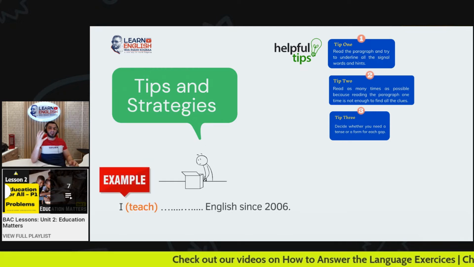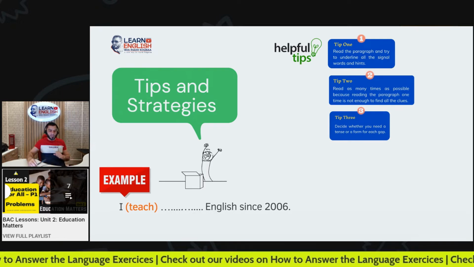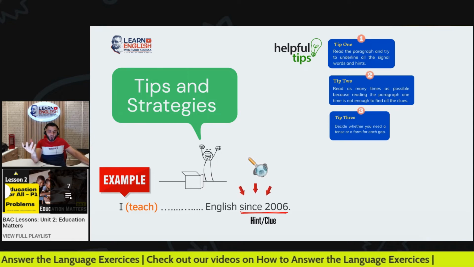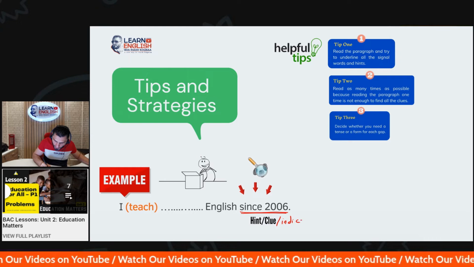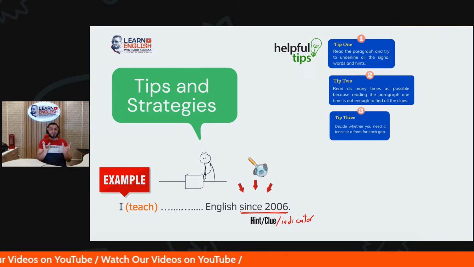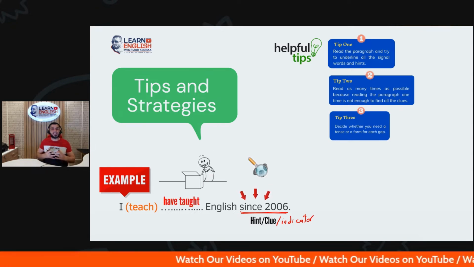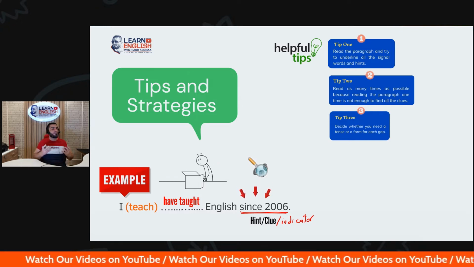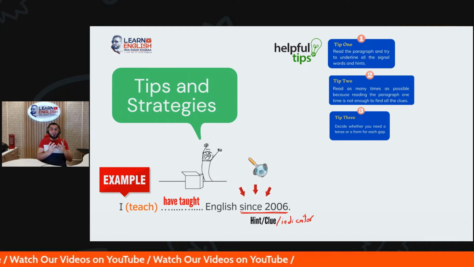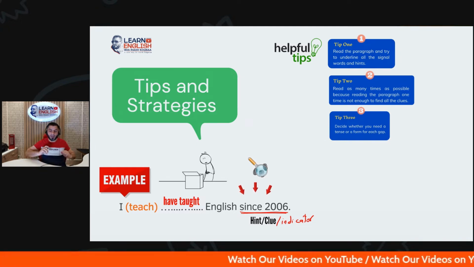What do I mean by hints or clues? Suppose we have this sentence here: "I teach English since 2006." So "since 2006" here is my indicator. It's my clue. Okay? So it means that I have to use the present perfect. So I have to find some clues or all the clues that can help me find the correct answer. The correct answer for this one is "I have taught English since 2006," or "I've been teaching English for about or since 2006." So you have to keep in mind that in almost every sentence you have a clue or a hint that can help you find the correct answer.